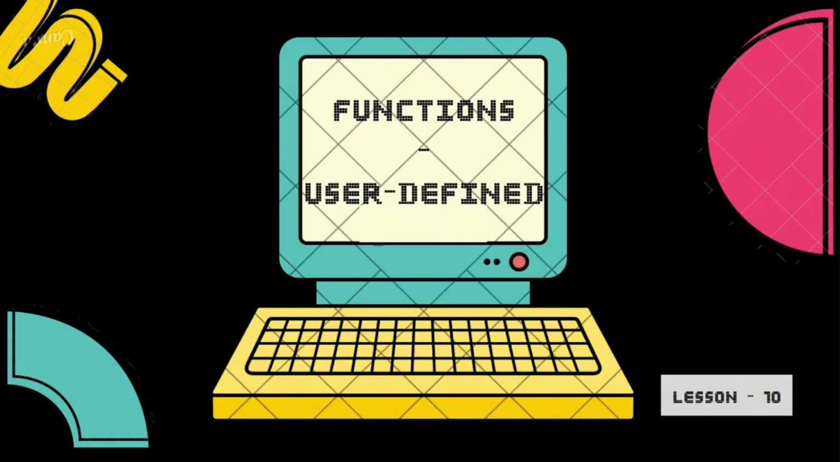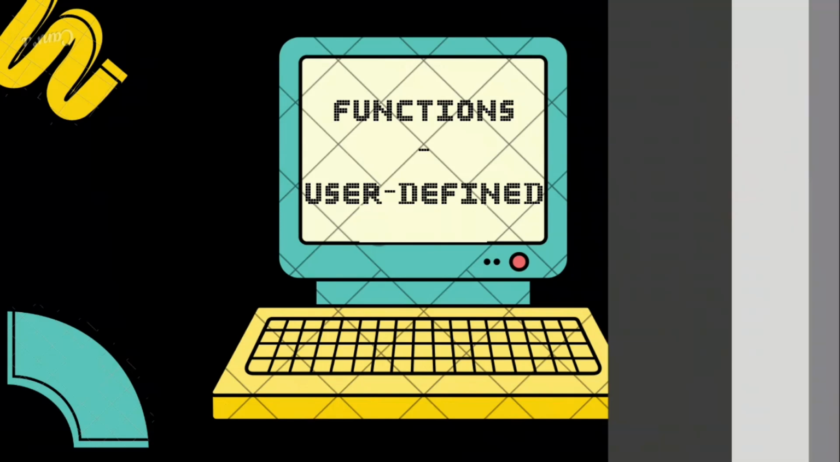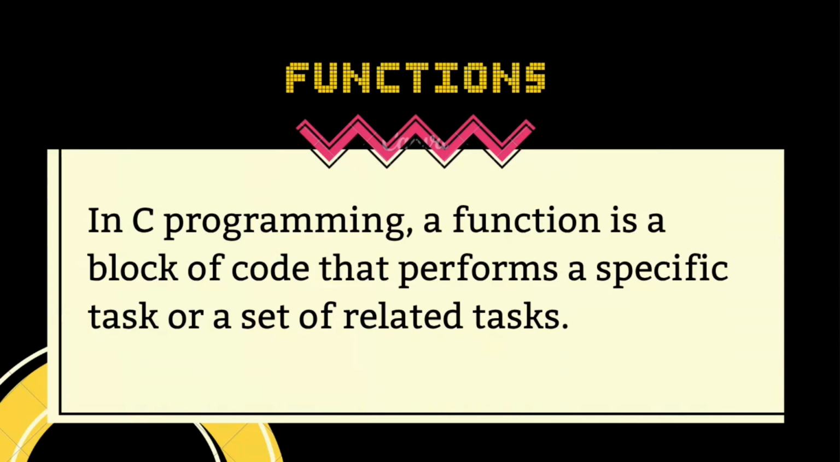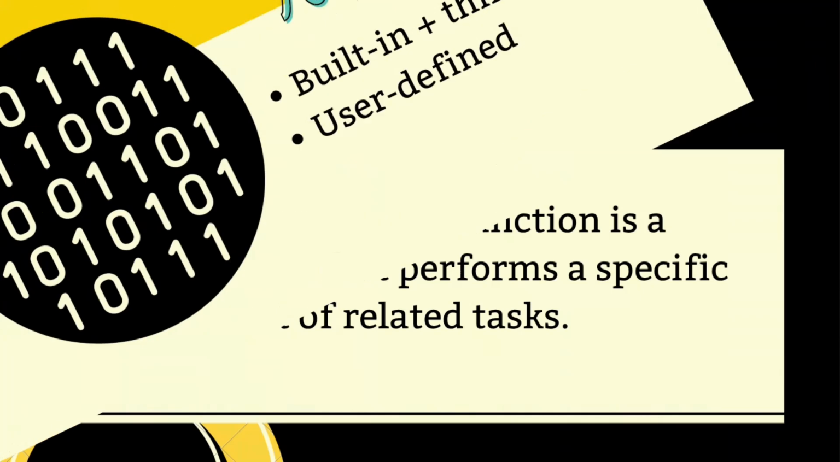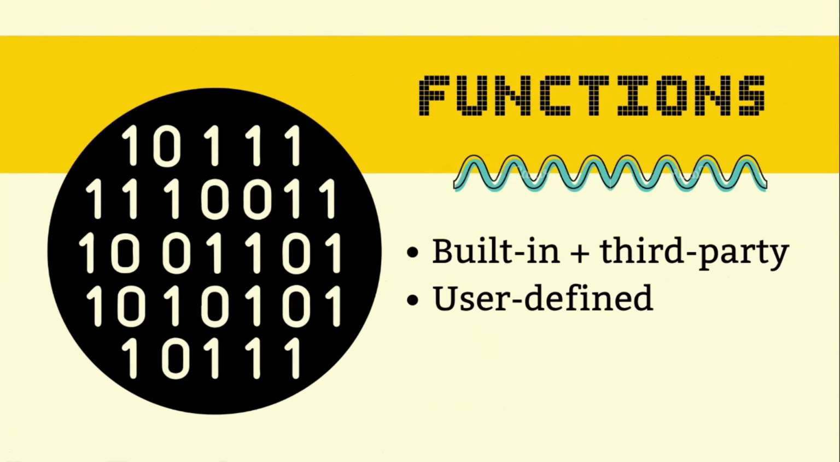Hello guys, welcome back. In this video, we will talk about user-defined functions in the C programming language. Just to recall, a function is a block of code that performs a specific task. Then, we categorized functions into two main types, built-in functions and user-defined functions. We discussed built-in functions in the previous video, and today we will talk about user-defined functions.